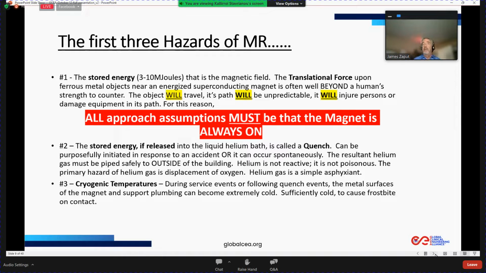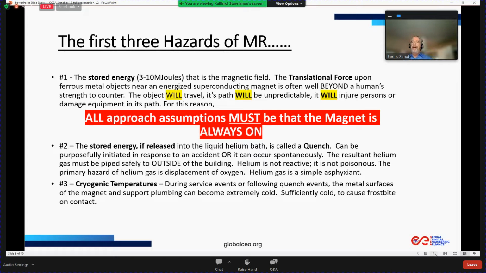It can be purposefully initiated in response to an accident. So the operator of the scanner has the ability to turn the magnet off. If there is a life safety incident, I'm sure Dr. D'Souza will have more about that later, so I won't get into it here. But the operator does have the ability to turn off the magnet if a patient's or another person's safety is impacted.